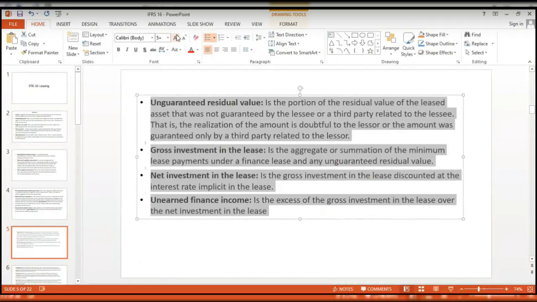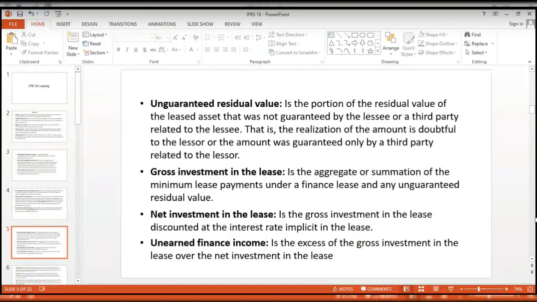Then we have unguaranteed residual value. Unguaranteed residual value is the portion of the residual value of the leased asset that was not guaranteed by the lessee or a third party related to the lessee. The portion not guaranteed, that is, the realization of the amount is doubtful to the lessor, or the amount was guaranteed only by a third party related to the lessor.